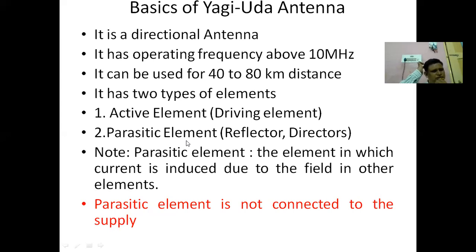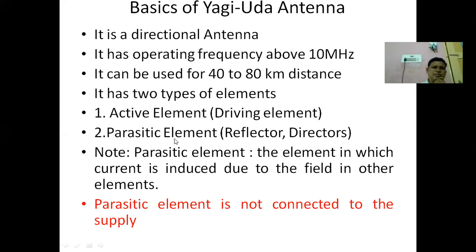Okay, active element means what? The active element is the driving element, whatever input signal we are giving. What is a parasitic element? Here the reflector and directors are parasitic elements. A parasitic element is an element in which current is induced due to the field of other elements.